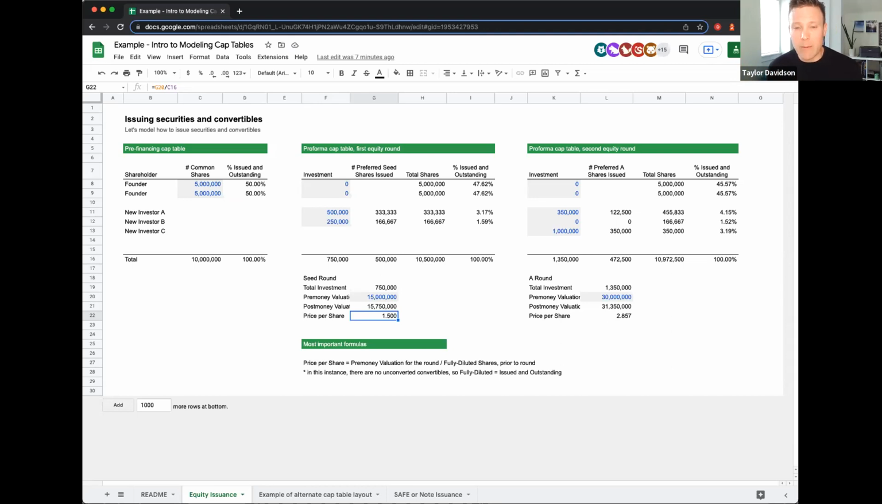So if it converts at the cap, you would say, okay, say the cap is a 10 million post. Then you would take the number of shares that are prior. Actually, wait, before I do that, this is much easier to show. Maybe we start doing math. It's much easier to do some examples. One second here.